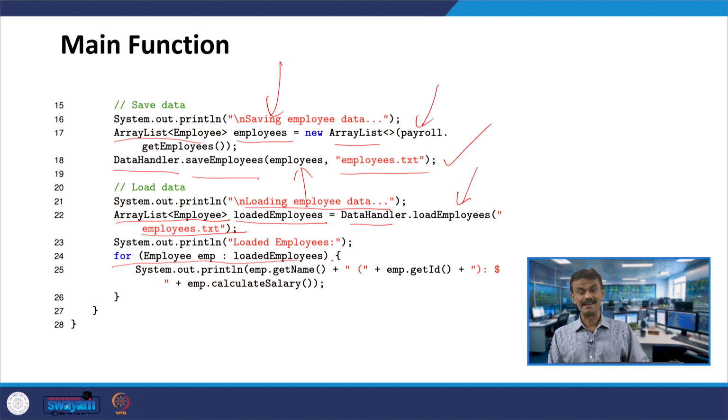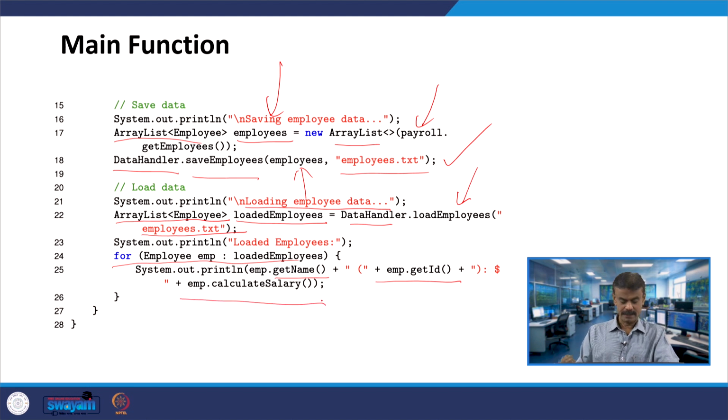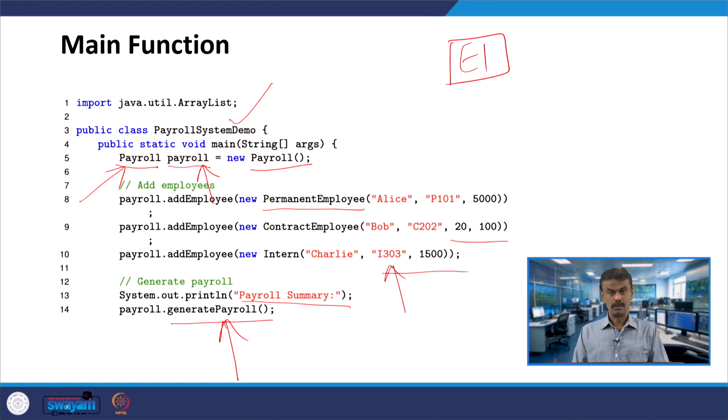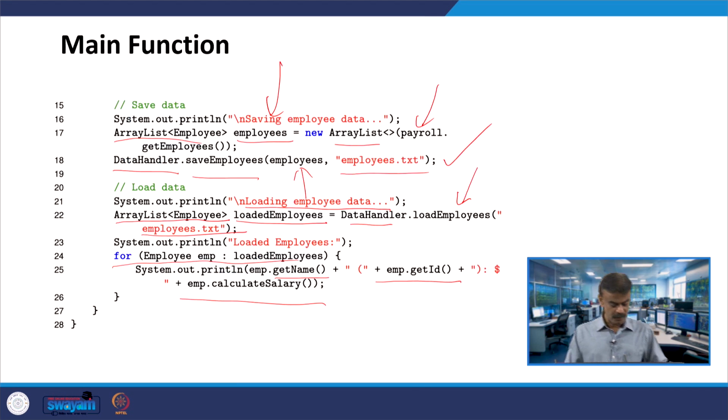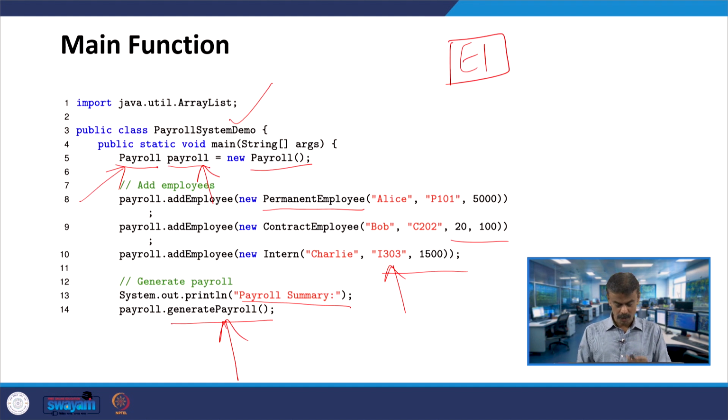So, the loaded employees and EMP are pointing to the same hash map, and you are printing get name, then here you have get ID and calculate salary. According to the employees, this particular constructor you have, and since this is the overridden method, calculate salary will be computed accordingly, depending on which constructor you are going through.